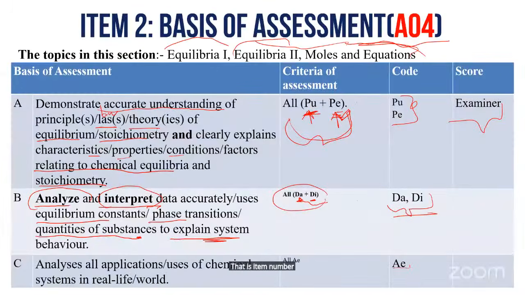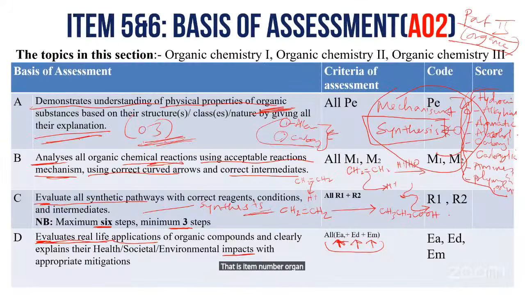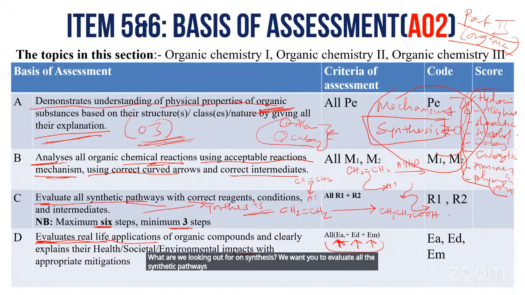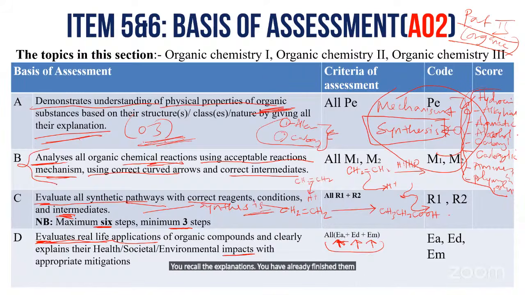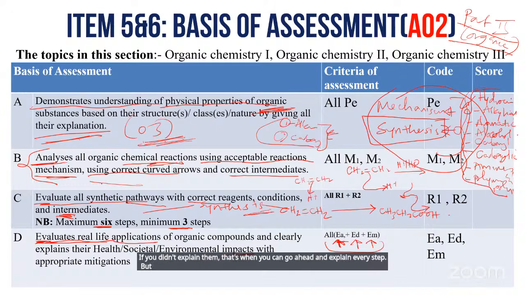That is item number organic chemistry. Are you seeing here? What are we looking out for on synthesis? We want you to evaluate all the synthetic pathways with correct reagents, conditions, and intermediates. That is the very thing. You recall the explanations. You have already finished them here on part B. If you didn't explain them, that's when you can go ahead and explain every step. But already here you have explained your chemical reactions.